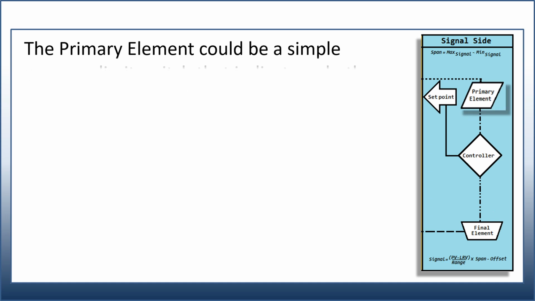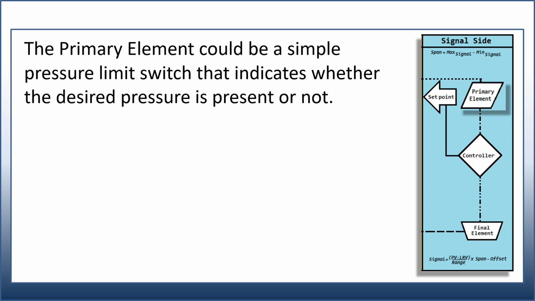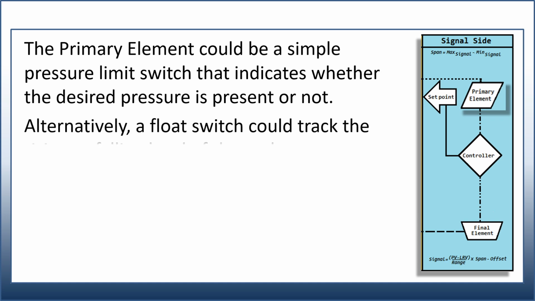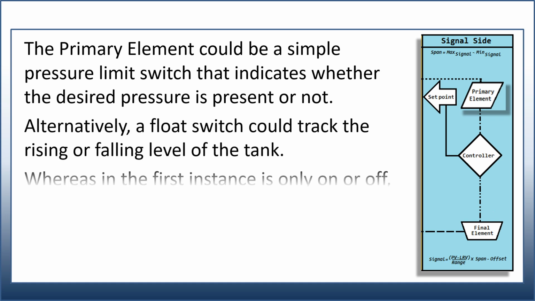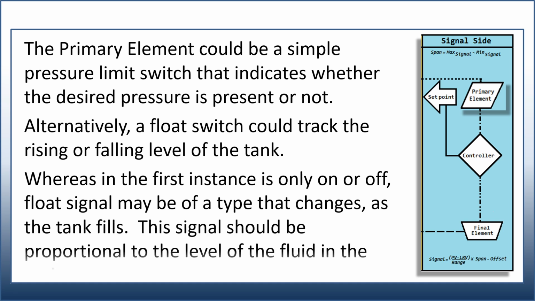The primary element could be a simple pressure limit switch that indicates whether the desired pressure is present or not. Alternatively, a float switch could track the rising or falling level of the tank. Whereas in the first instance, it's only on or off, the float signal may be of a type that changes as the tank fills. This signal would be proportional to the level of the fluid in the tank.